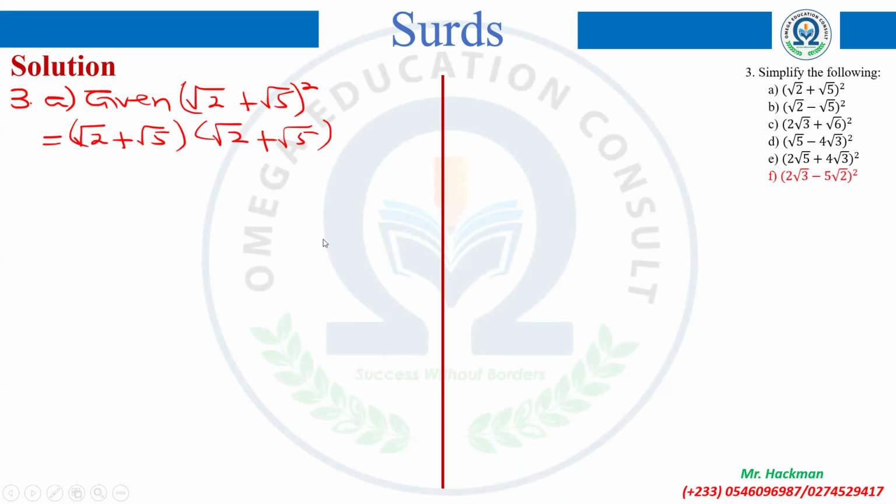Okay, Prof. Gabriel. Can't you do it as root of 2 squared plus root of 5 squared? Yes, like each term inside.